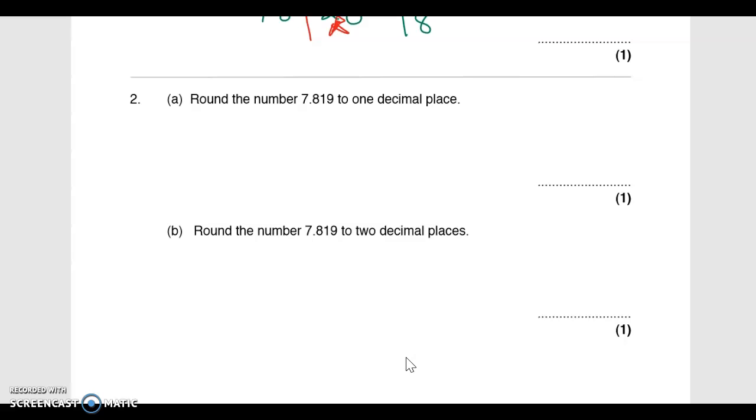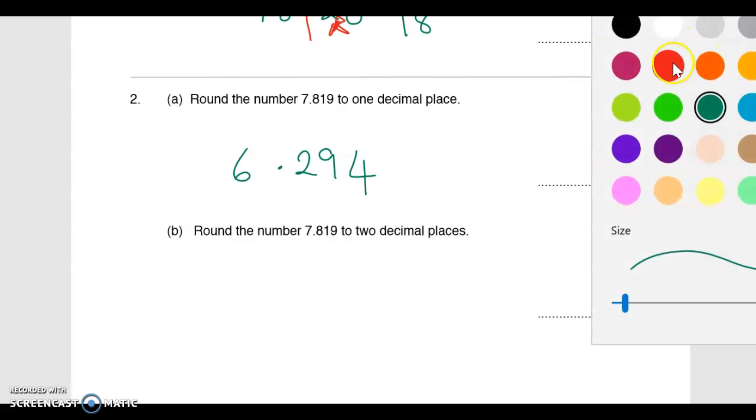Alright, let's move on up. Now we're doing decimal places. Let me write a number in here: 6.294. I'm rounding to one decimal place. The decimals are the numbers after the decimal point, so to one decimal place means I'm looking at one number after the decimal.